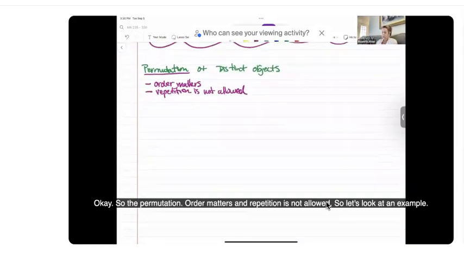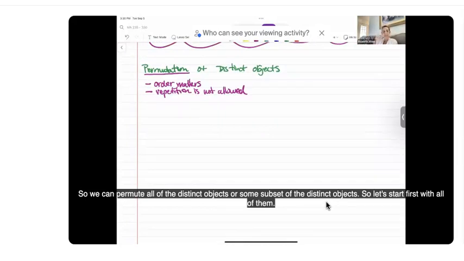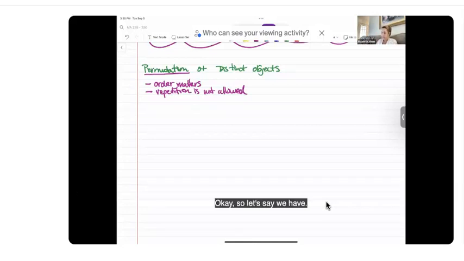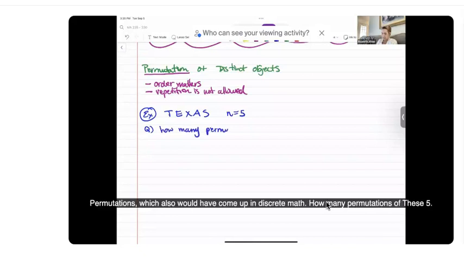So let's look at an example. We can permute all of the distinct objects or some subset of the distinct objects. So let's start first with all of them. Okay, so let's say we have these letters. I have 5 distinct objects. So our first question is, how many permutations, which also would have come up in discrete math, how many permutations of these 5 objects?